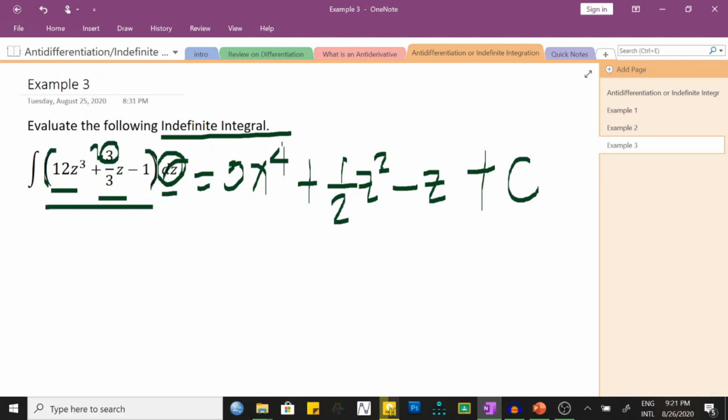As a summary, to do indefinite integration, we are to look for a particular antiderivative and then add c, because by doing so, we are actually giving a family of antiderivatives for the function. And that's what we mean by antidifferentiation or indefinite integration.